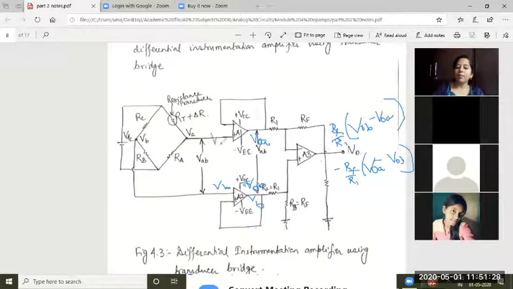If you have VA here, output of a voltage follower is same as the input. This will also be VA, right? This is a voltage follower. If you have VA here, this is also VA. If you have VB here, this is also VB.